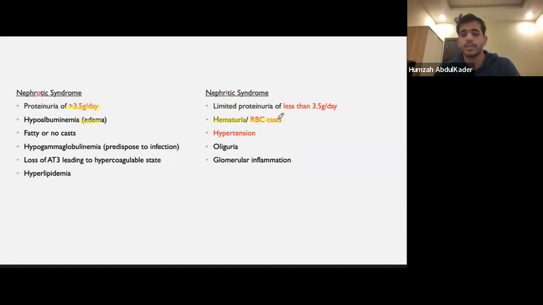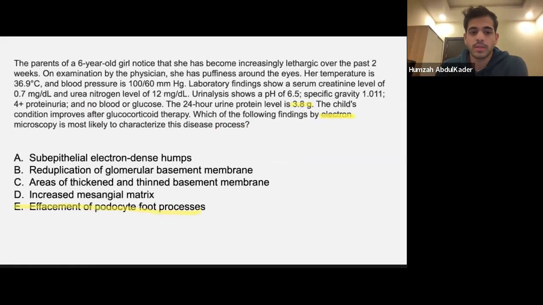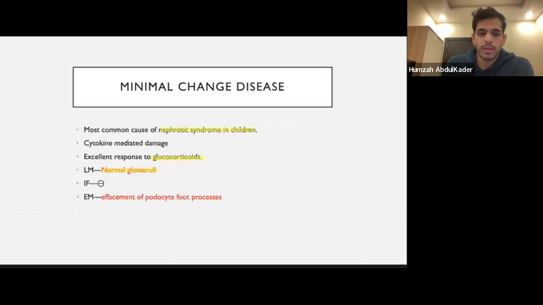If there's RBC casts, that means there's most likely damage to the glomerular structures, because most likely it is nephritic syndrome. Additionally, oftentimes they'll present with hypertension or oliguria. Does anyone have any questions on this question? Okay, perfect. We'll move on to the next question then.